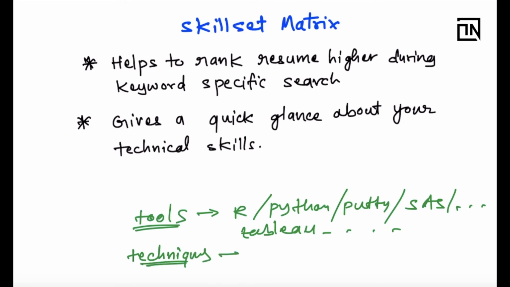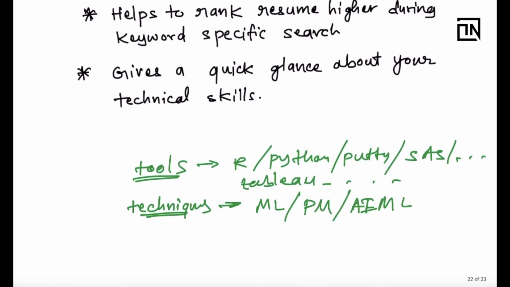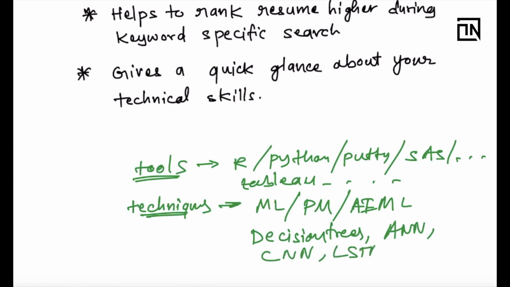So inside techniques, you can start specifying the machine learning, your predictive modeling, your AIML techniques. You can start specifying like you have worked on decision trees, artificial neural network, convolutional neural network, LSTMs, random forest, so on and so forth.